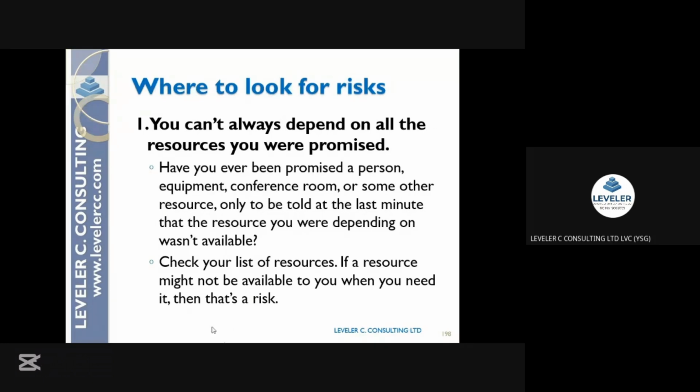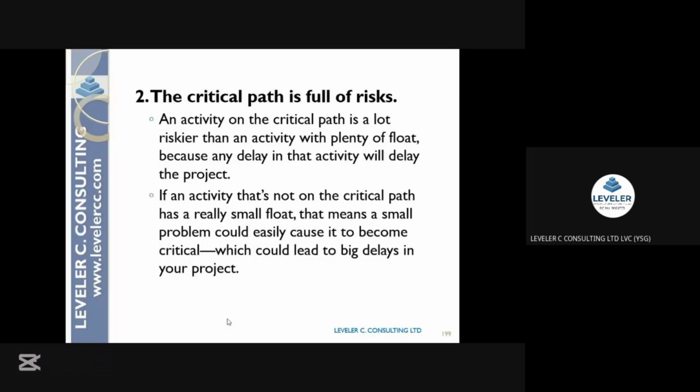What is another thing you need to look out for? Where do you look out for risk? The critical path is full of risk. I told us last time when we were tracing the critical path, what did we say the critical path is? There are two things we mentioned. We say the critical path is the longest path, and we also say the critical path does not have floats. Do we remember?